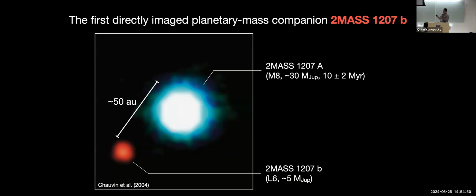This is for the James Webb. This is for the 2-7B. This is the first directly imaged exoplanet or planetary-mass companion that just told us all the details.